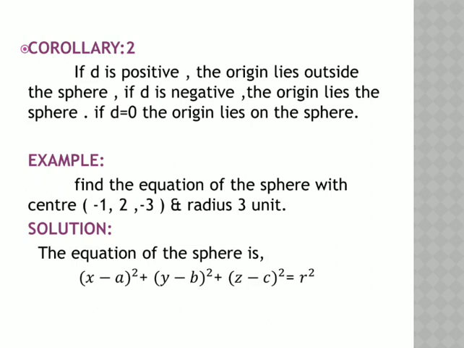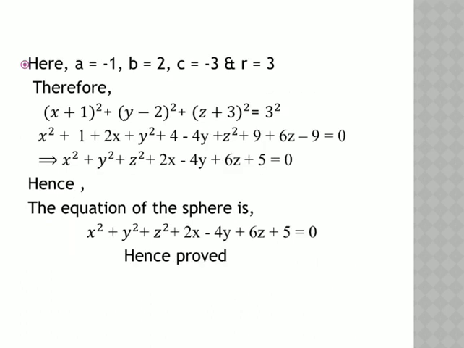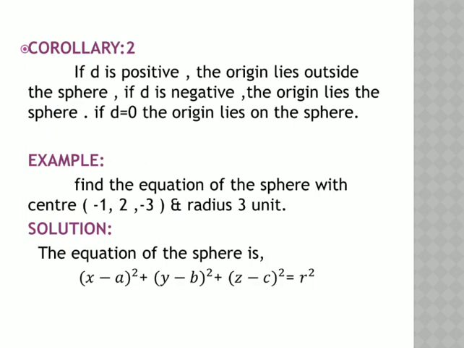For example, find the equation of the sphere with the center (minus 1, 2, minus 3) and radius 3 units. Here the center and radius are given. Now we find the equation of the sphere. Solution. We already know the general equation of the sphere: (x minus a) whole square plus (y minus b) whole square plus (z minus c) whole square is equal to r square. Here a, b, c denote the center and r the radius.